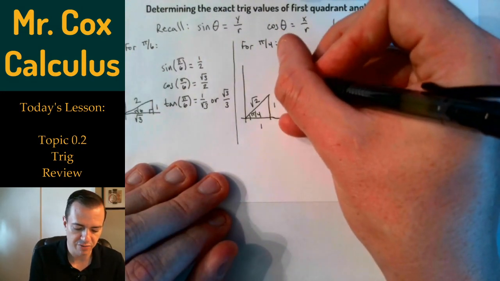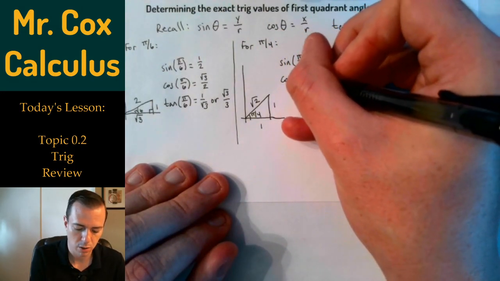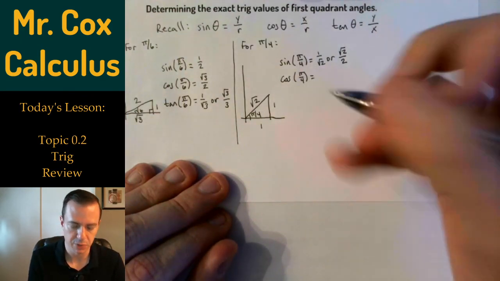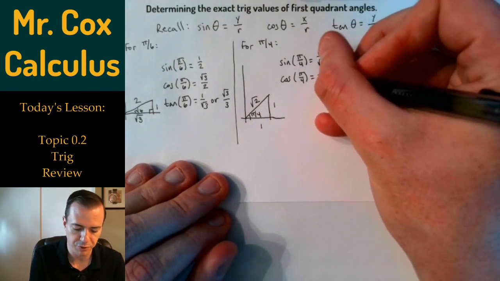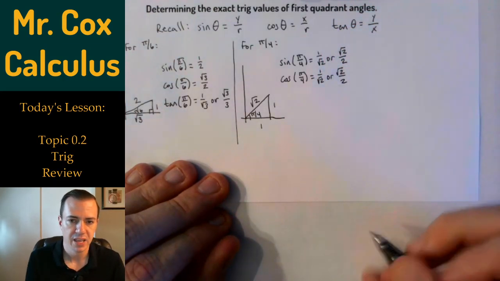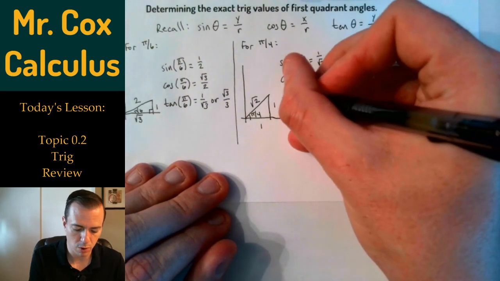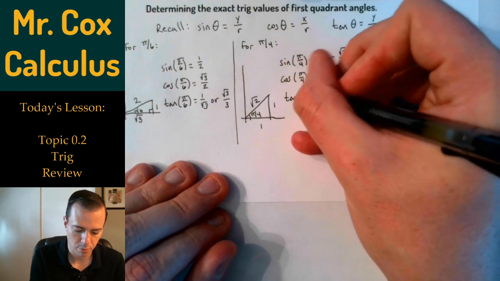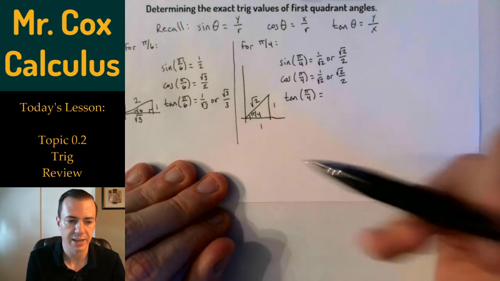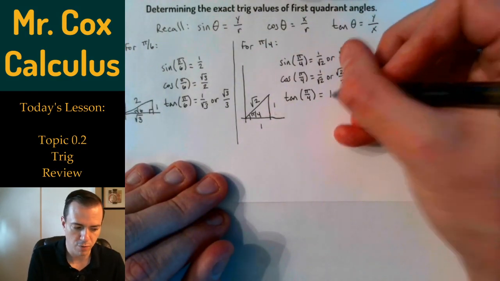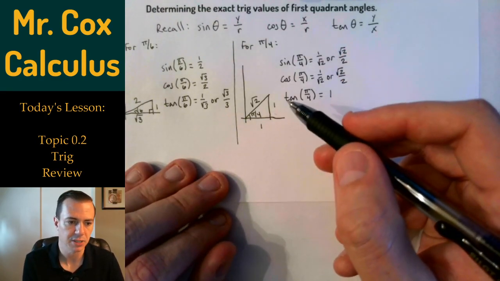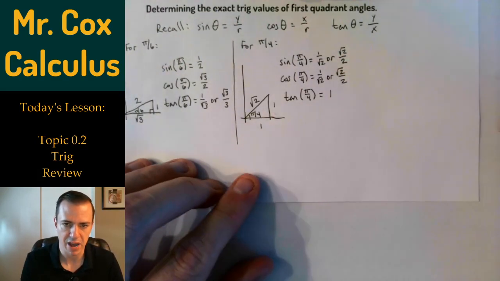The cosine of pi over 4 is equal to the x value over the radius, which again is 1 over the square root of 2, or root 2 over 2. And the tangent of pi over 4 is equal to the y value 1 over the x value 1, and 1 over 1 is simply 1. So there are the three trig values, sine, cosine, and tangent for pi over 4.